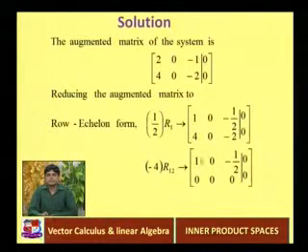For that, the entry below this leading one must be 0, but here the entry below the leading one is 4. For reducing this entry to 0, we do the operation R2 minus 4 R1, which means multiply the first row by minus 4 and add it to the second row, and the resultant matrix is [1 0 -1/2 0; 0 0 0 0].